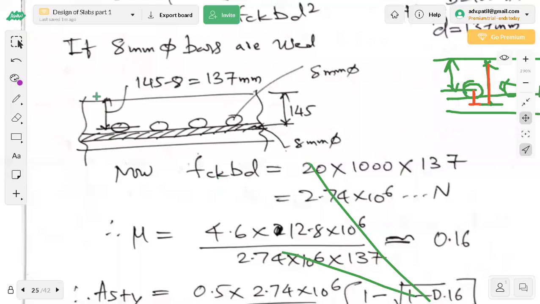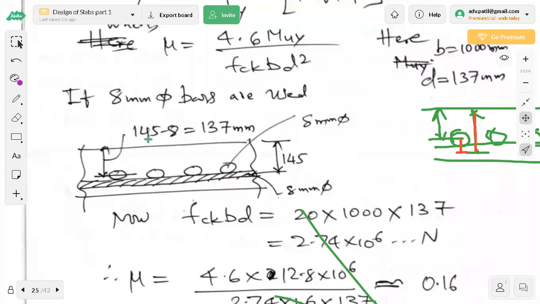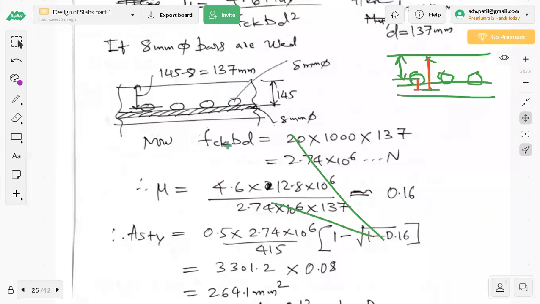This figure makes everything clear. See this. This hatched bar is the X direction bar for ASTX. D is 145. Circles are running perpendicular. They are running along the longer direction, the 5-meter direction. So this is the effective depth of the circles. So this much is D now. Total is 145 minus 8 mm, it will be 137. So when you calculate ASTY, D should not be 145, it should be 137. You have to be careful about this.